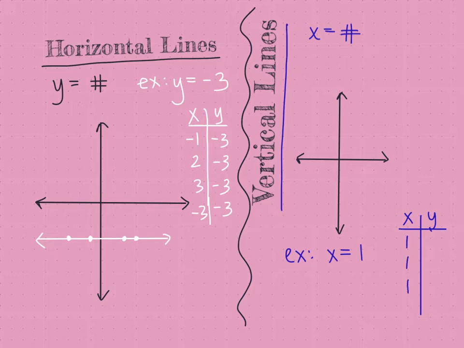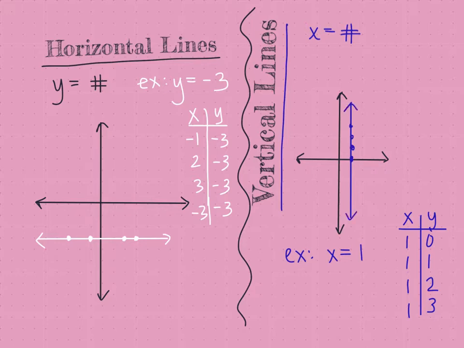So I'll plot 4 points again, and I'll do 0, 1, 2, 3, whatever. I'll just do those 4. And let's plot those 4 points and see that it'll form a vertical line. All right, those 4 points are plotted, and we can clearly see that that makes a vertical line through the coordinate, or through where x is 1.